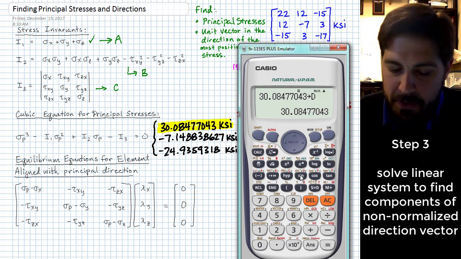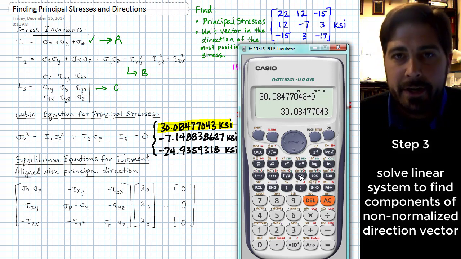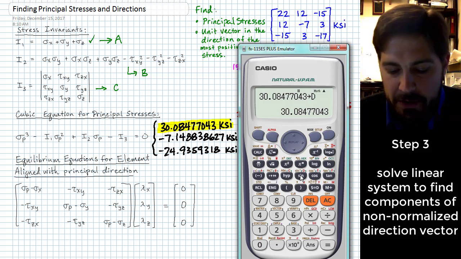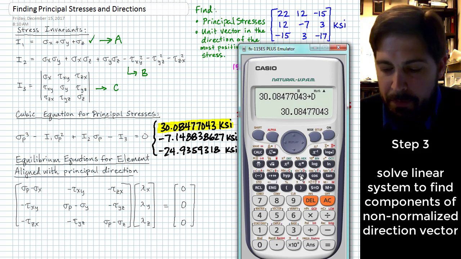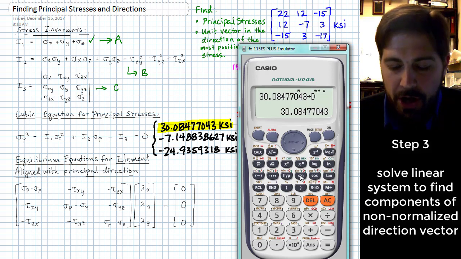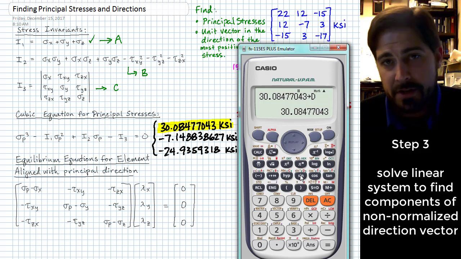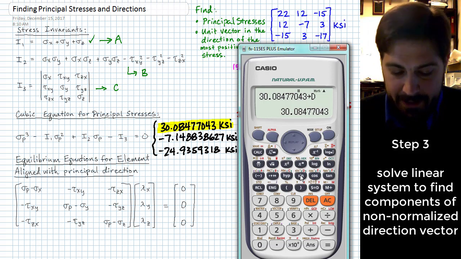All right, so the next step involves using the system of equations that we came up with earlier in the derivation, which was in another presentation. We need to use the system of equations down here, which I've labeled the equilibrium equations for this element when it's aligned with a principal direction. The only problem is that these equations are not all mutually independent. One equation is a linear combination of the other equations, which means that if we try to solve it, we aren't really going to get this actual solution.